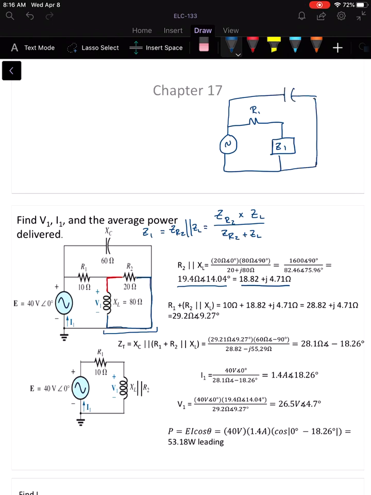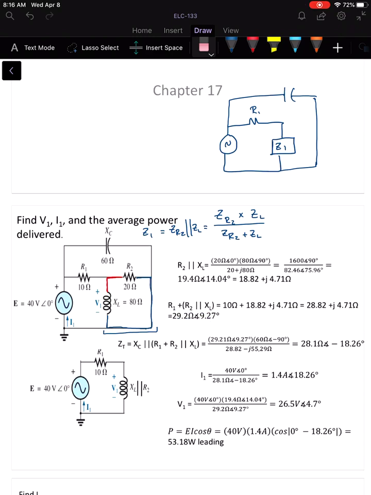But notice when we combined our inductor and R2, we now have a Z1 that's in series with R1. So the next step is we're going to add R1 to that. We're adding our 10 ohm resistor, and that gives us 29.2 at 9.27 degrees, or the rectangular form right here, 28.82. All right.